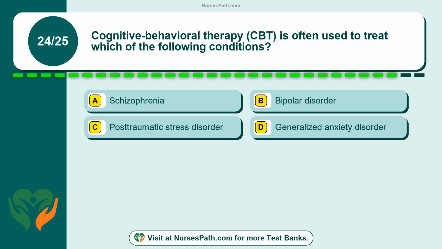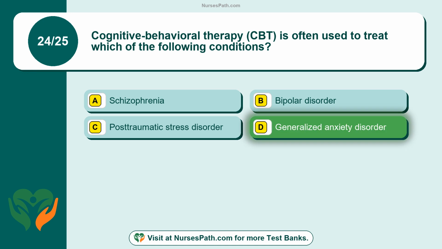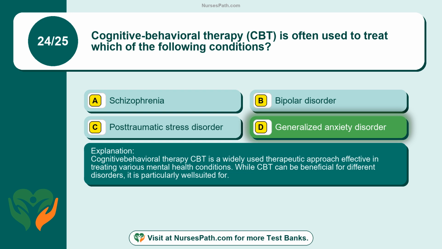Question 24. Cognitive behavioral therapy, CBT, is often used to treat which of the following conditions? Option A. Schizophrenia. Option B. Bipolar disorder. Option C. Post-traumatic stress disorder. Option D. Generalized anxiety disorder. The correct answer is option D. Generalized anxiety disorder. Cognitive behavioral therapy (CBT) is a widely used therapeutic approach effective in treating various mental health conditions. While CBT can be beneficial for different disorders, it is particularly well-suited for anxiety disorders.